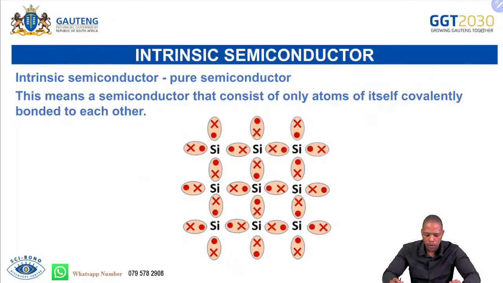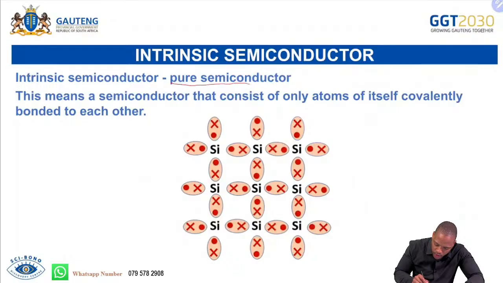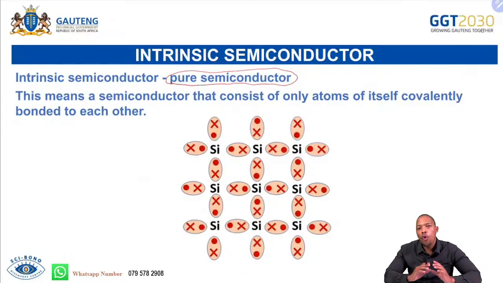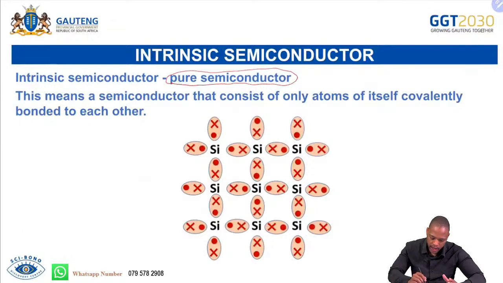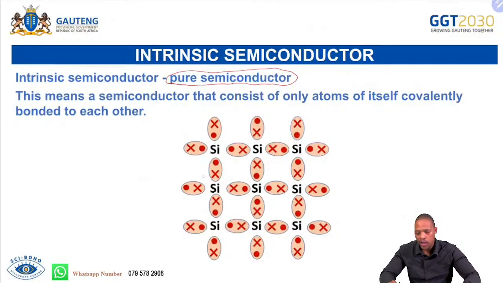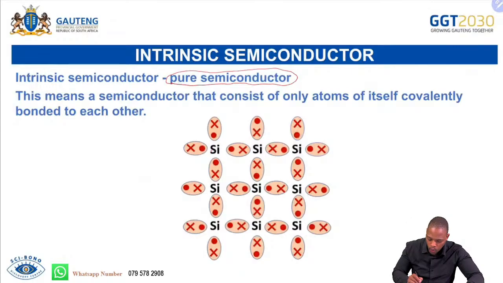An intrinsic semiconductor is a pure semiconductor. What is a pure semiconductor? This is a semiconductor that consists only of itself. Remember in our example, we said silicon is an example of a semiconductor. So I'm going to use silicon here. Here is silicon. Silicon here is only bonded to other silicon atoms. So this is the silicon crystal here, only bonded to other silicon atoms.